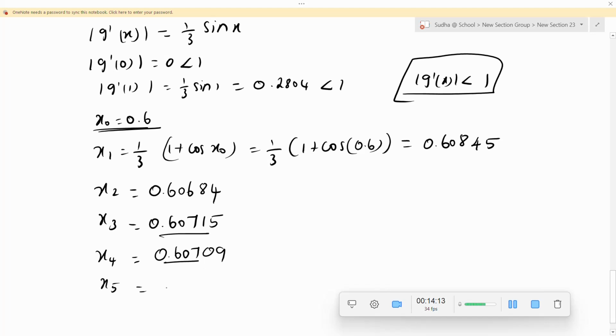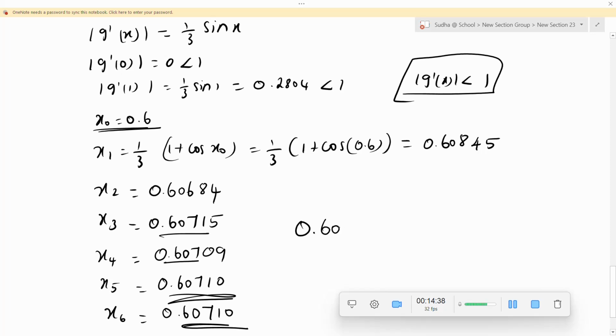So x5 value 0.60710. So x6 value 0.60710. So exactly 5 decimals are repeated. Hence the better approximate root is 0.60710.